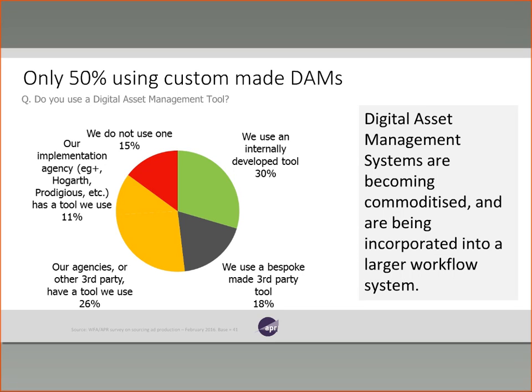that 85% of the clients obviously are using an asset management system. Some are using it internally, some are using it externally. The point, we think, is that there is an asset management system in place, but it's really becoming commoditized, and it's being incorporated into a larger workflow system. And so it's really about understanding which asset management system you're using, who is managing that for you, and how to make sure that it's being used to maximum efficiency.